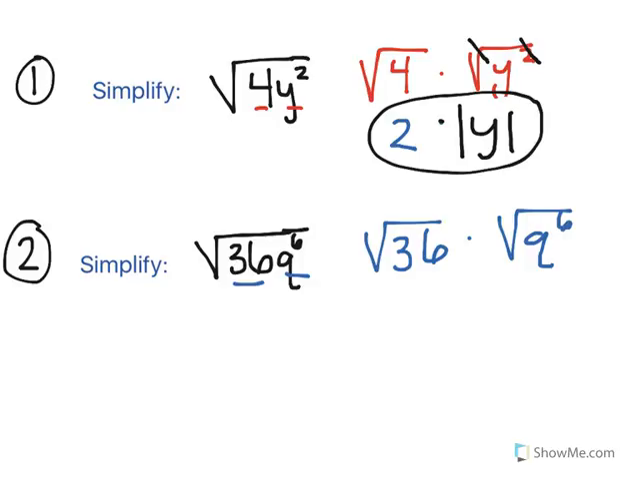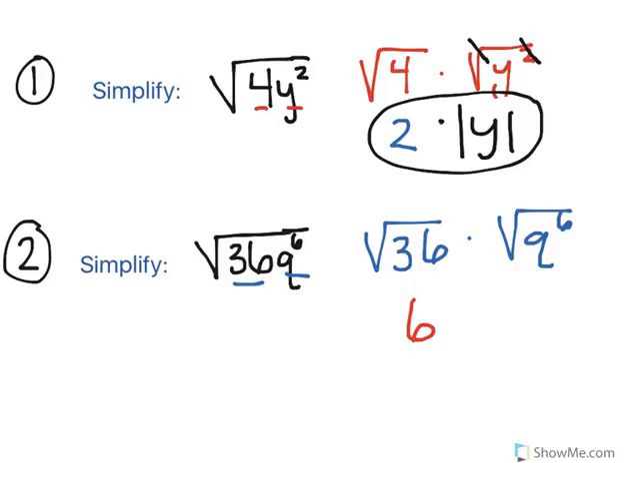Okay, so now I'm going to say what two numbers multiply to make 36. So the square root means, again, what two numbers multiply to make the number under the square root. Well, I know 6 times 6 equals 36, so I can just simplify that to make 6. Now, the square root of q to the 6th power.